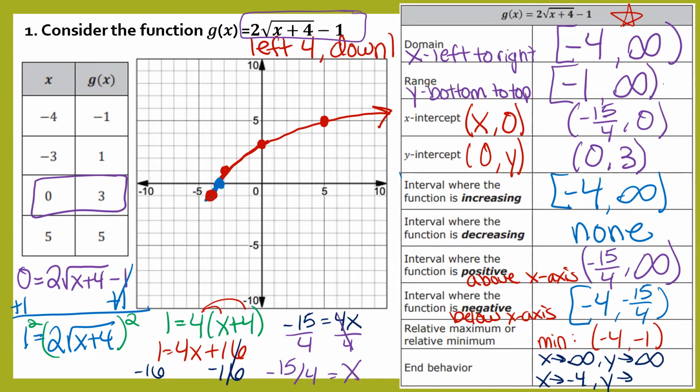Right? The left half of the graph stops at -4. So what y value is it stopping at? -1. So the y is going to -1 for the left half of the graph.